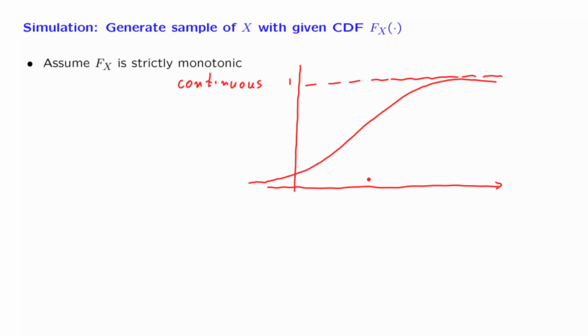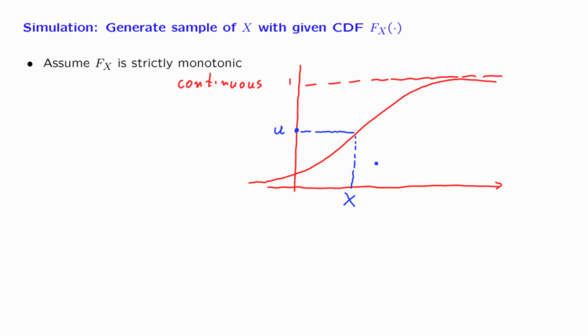What was the recipe that we were just discussing? We generate a value for a uniform random variable. We move until we hit the CDF and then report this value here for X. So what is it that we're doing? We're going from U's to X's. So we're using the inverse function.